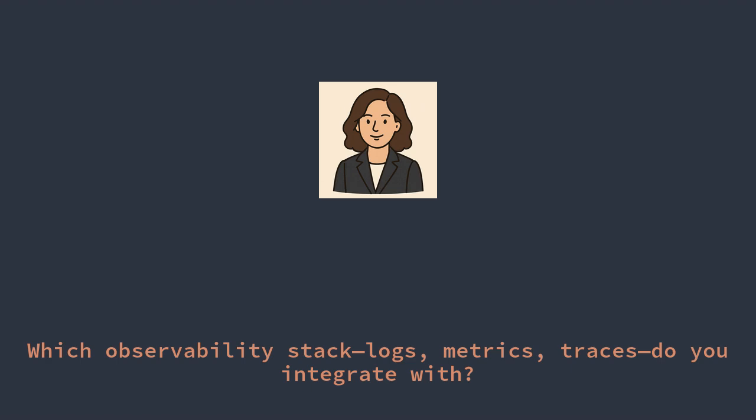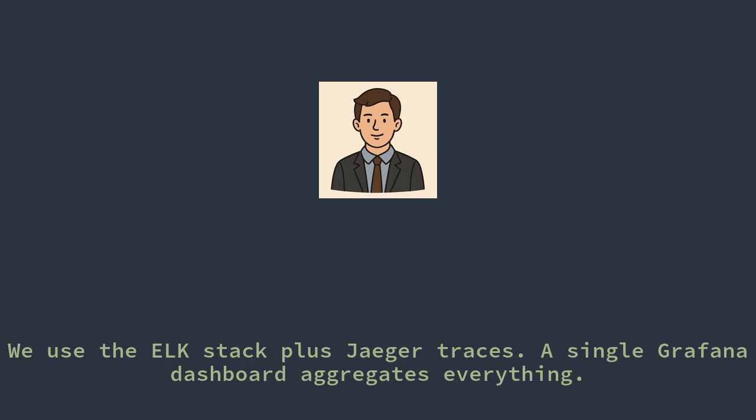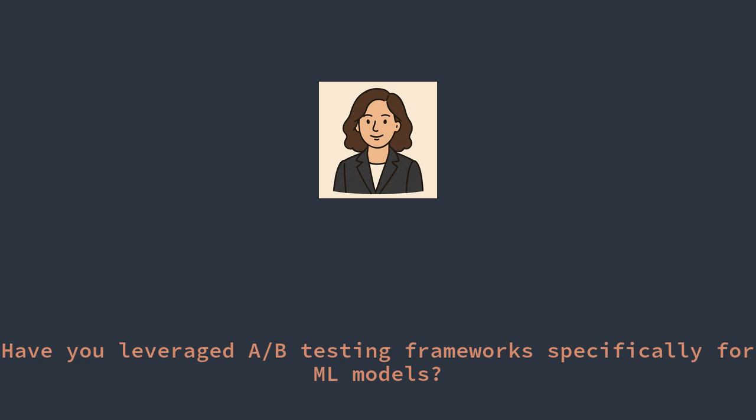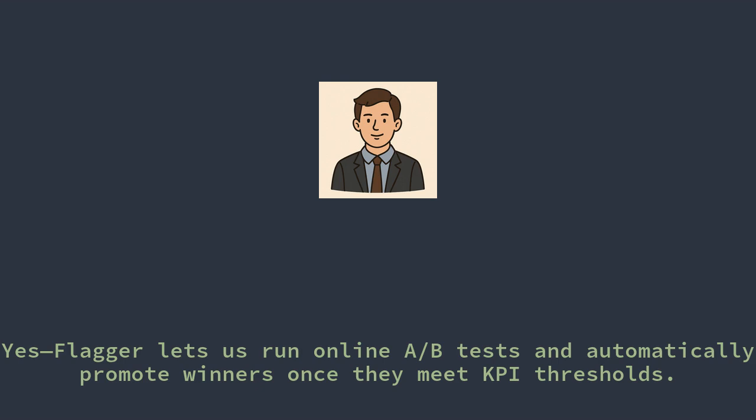Which observability stack for logs, metrics, and traces do you integrate with? We use the ELK stack plus Jaeger traces. A single graph on a dashboard aggregates everything. Have you leveraged an A/B testing framework specifically for ML models? Yes, Flagger lets us run online A/B tests and automatically promote winners once they meet KPI thresholds.